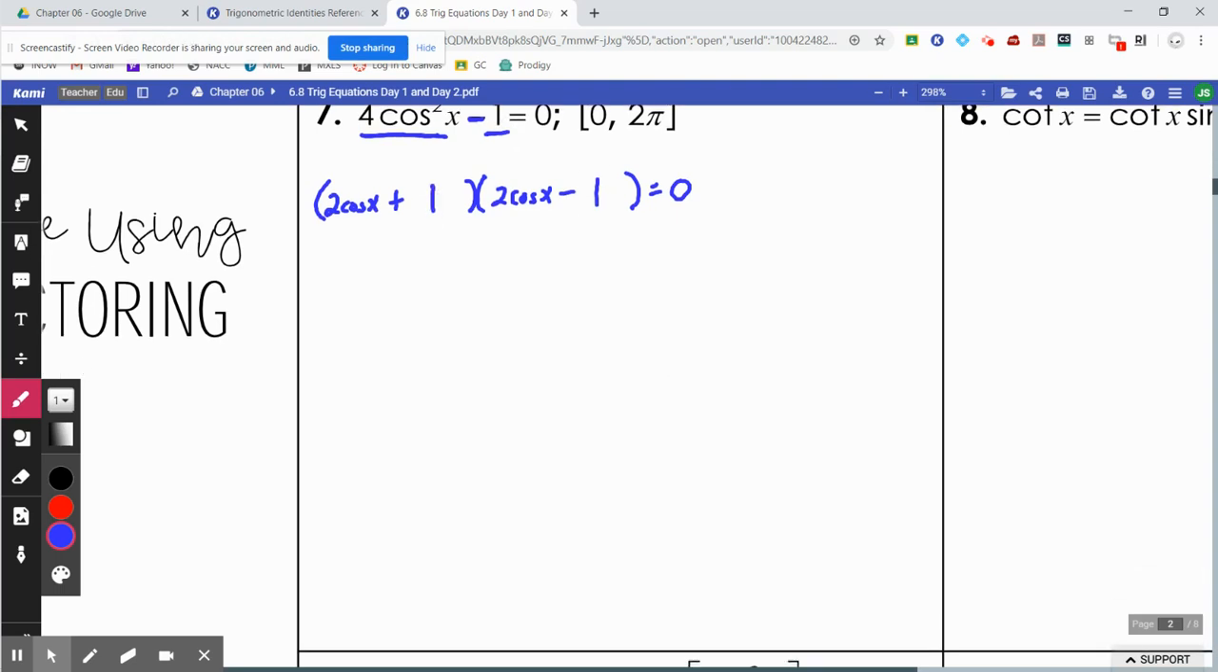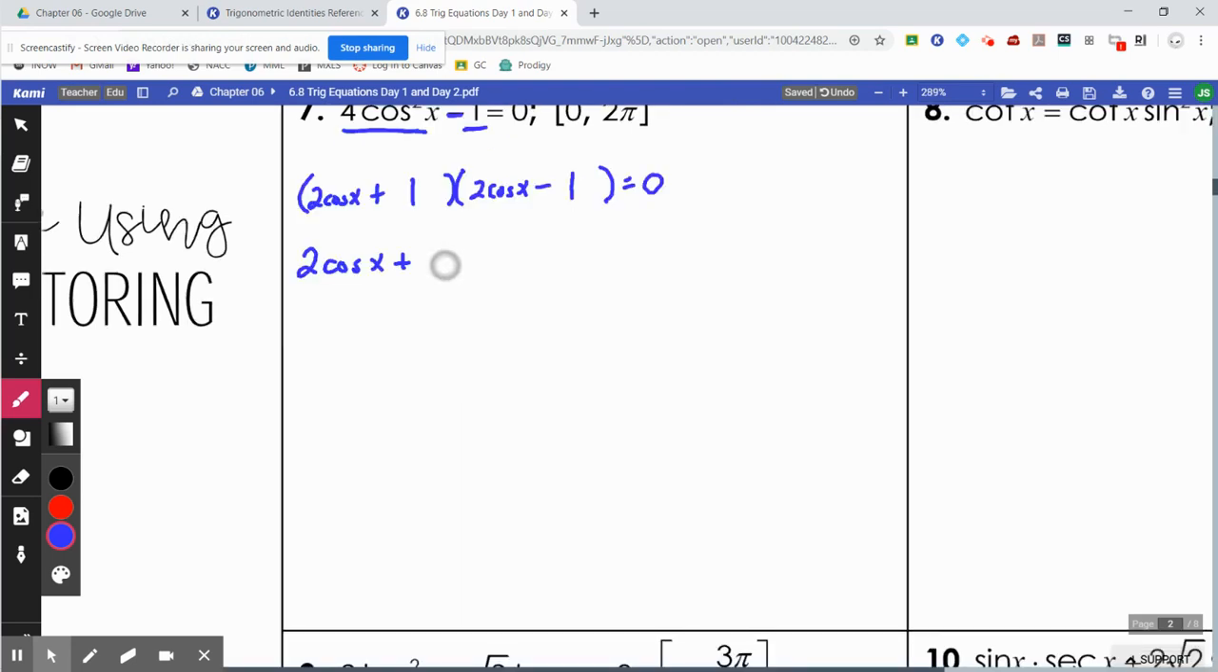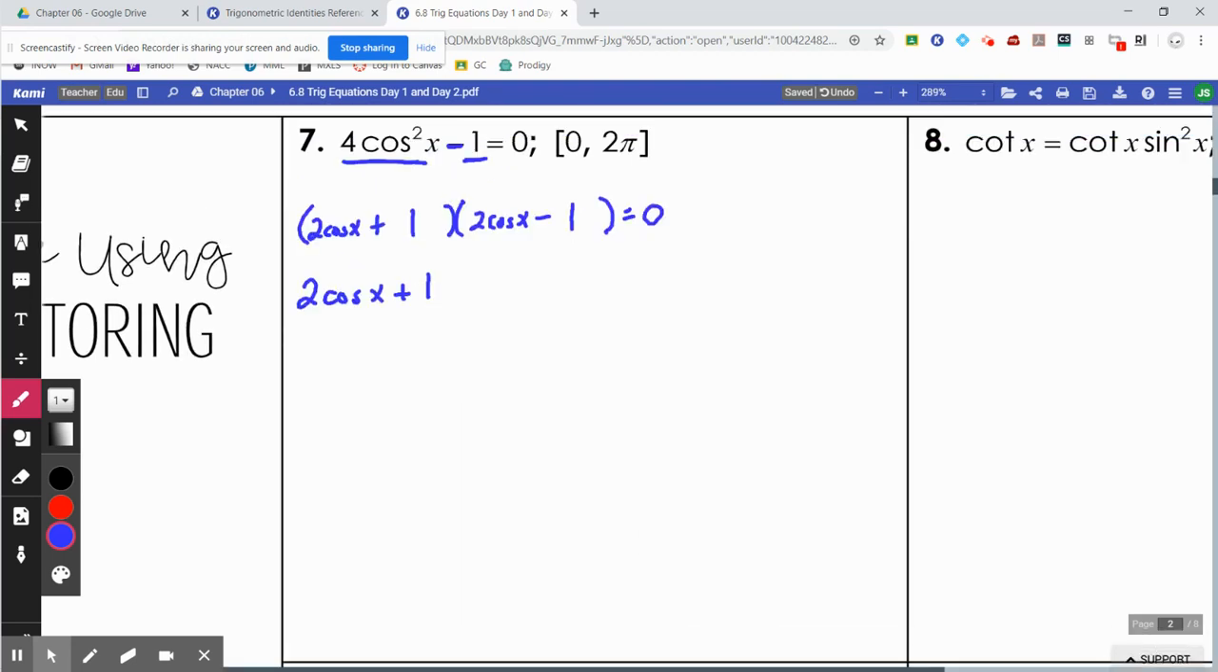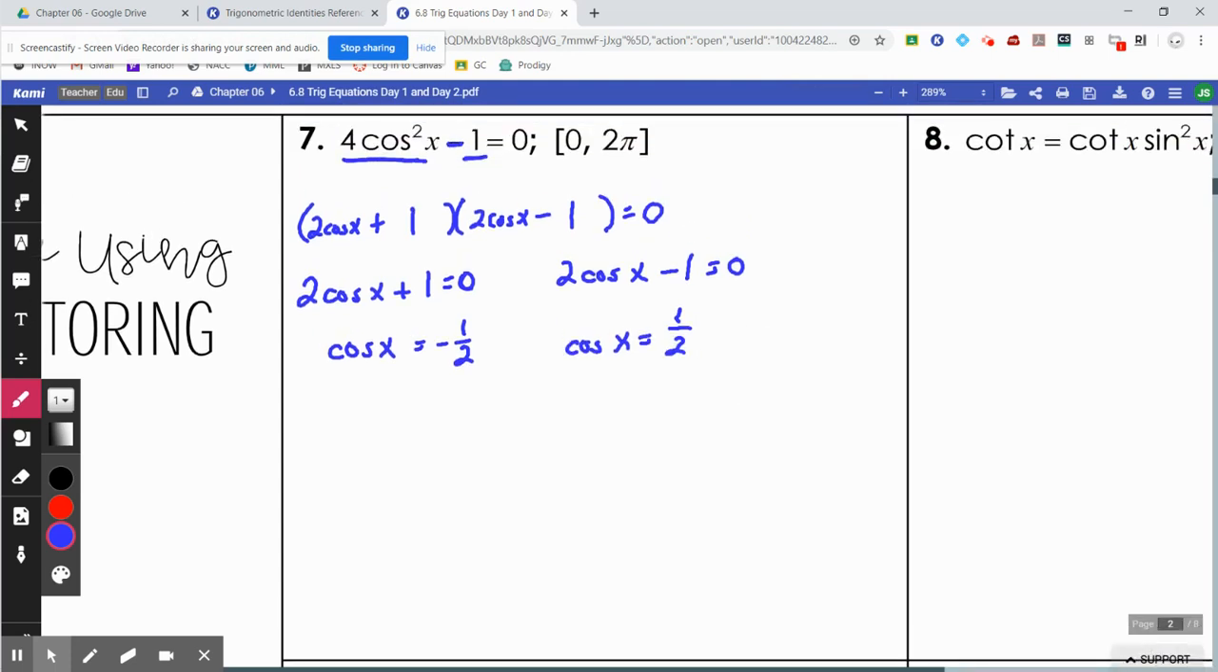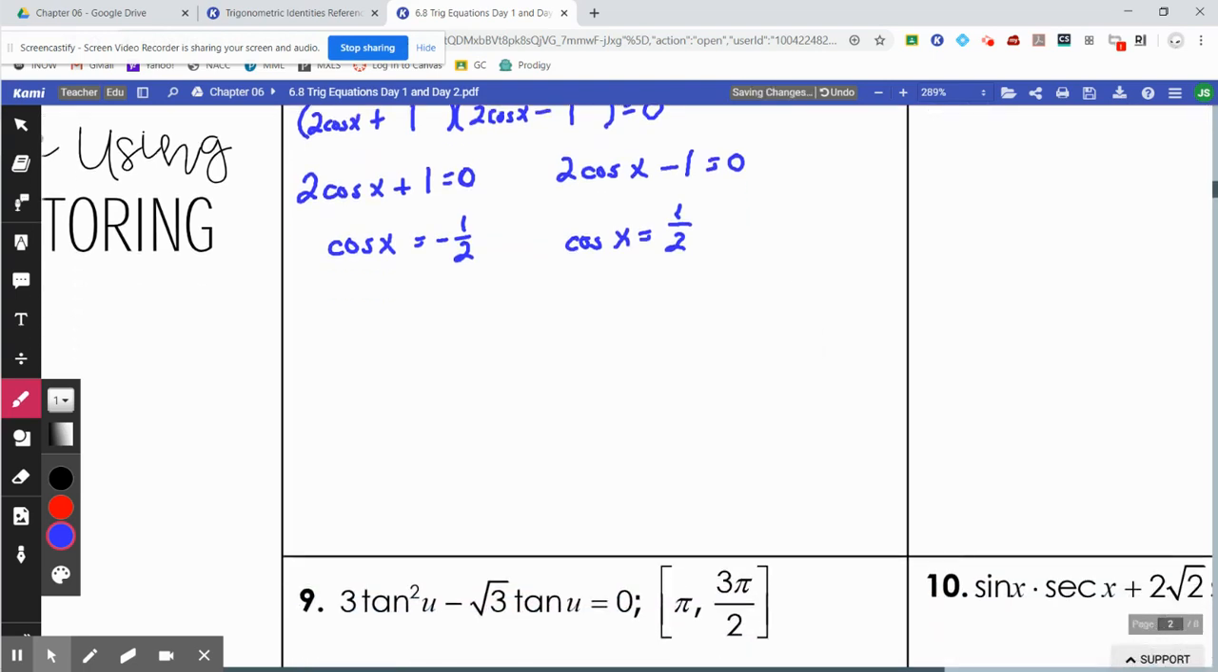Set each factor equal to 0. So you have 2 cosine x plus 1 is equal to 0, or 2 cosine x minus 1 is equal to 0. Solve each of them. You get the cosine of x is equal to negative 1/2, and the cosine of x is equal to positive 1/2. So we've got each of them solved. We're looking for all the answers between 0 and 2 pi.